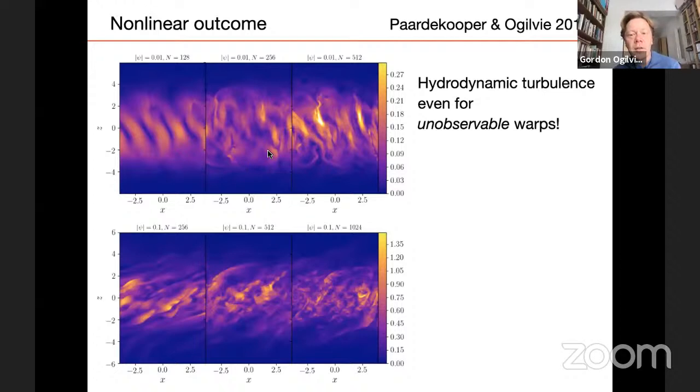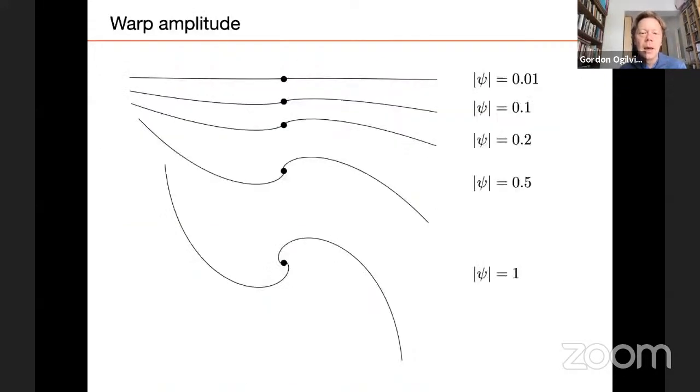Now, interestingly, this can occur even if the warp is extremely small, and that's because of this resonance in Keplerian disks, that the magnitude of the internal shear flows can be very significant, even if the warp is very small, so small that it would be unobservable. So we may have hydrodynamic turbulence in astrophysical disks that don't even appear to be warped. So for example, at this sort of amplitude, what I could call a 1% warp.